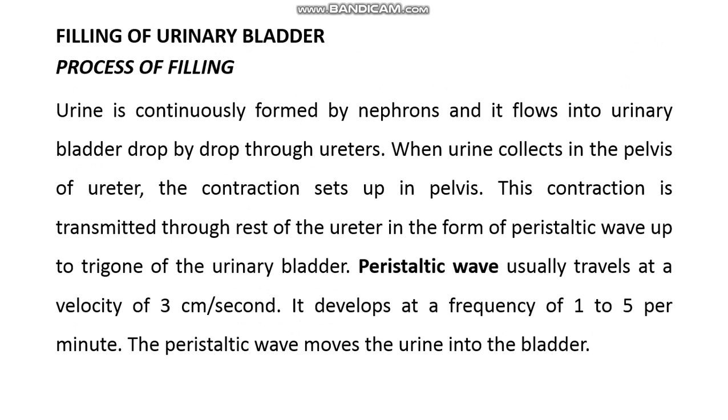We all know that urine is continuously formed by our nephron, and this formed urine is collected in the bladder drop by drop through the ureters. This formed urine will pass through the ureters and enter into the bladder drop by drop.